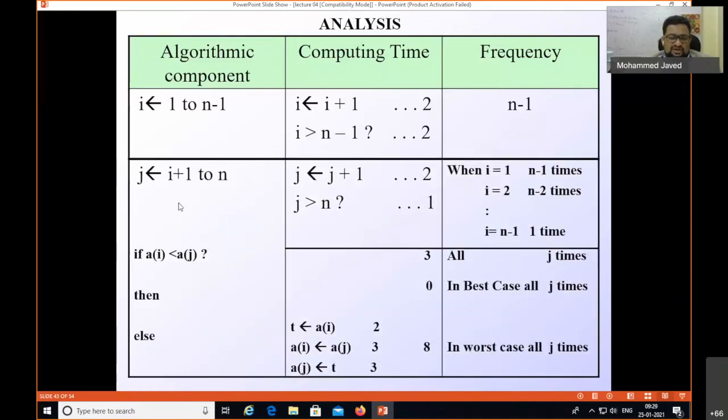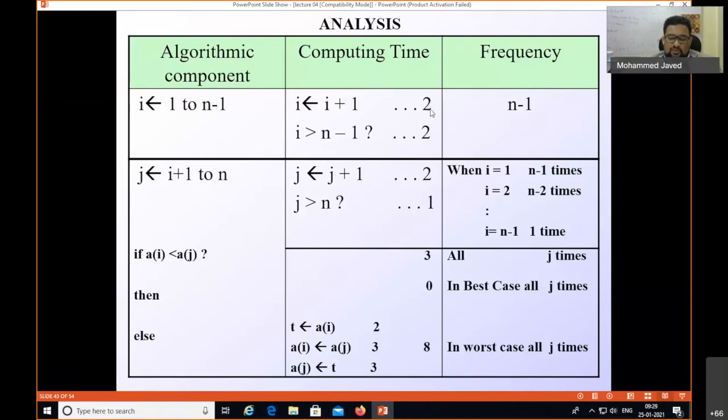And what about the inner part? The inner part, j equal to I plus 1 to n. And I will compare if a of I is less than a of j, then and else. Based on this condition, something will happen and swapping will happen. If a of I is less than a of j, then it will simply keep quiet, or else it will do swapping. So we'll see that this condition requires three operations. But before that, for this for loop, there are two operations here and there is one.